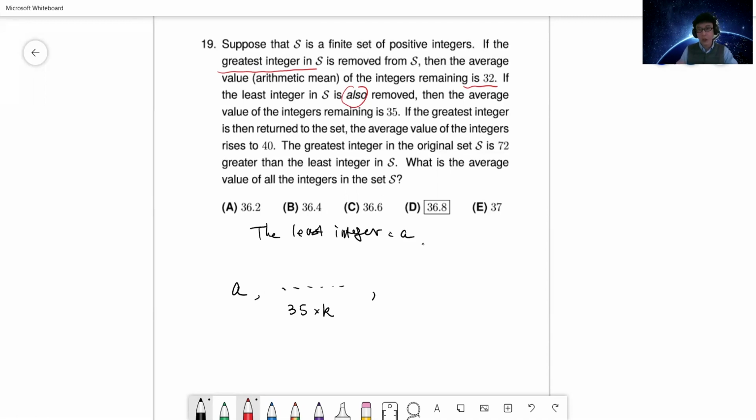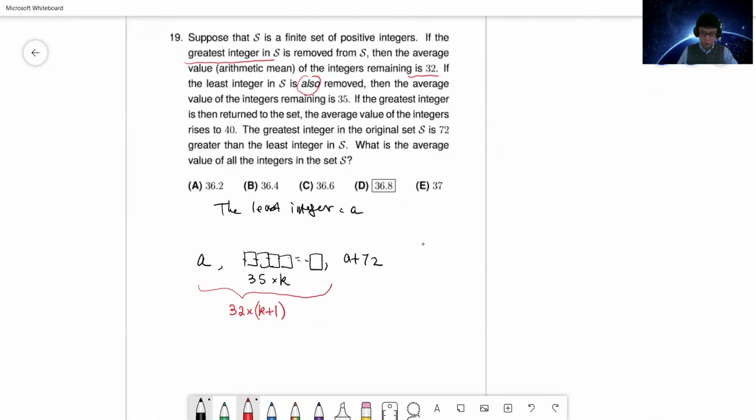And then the greatest integer should be A plus 72. And we have some number in between. This number has average 35. We know that if we just remove the largest number, the average is 32. So this is 32 times k plus 1 numbers.